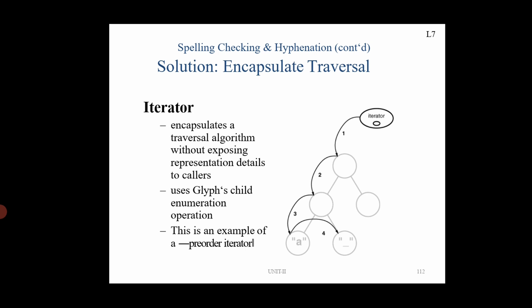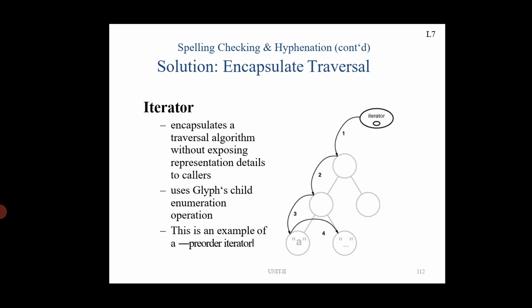Again, we could get into the problem of iteration in depth. The iterator pattern covers many more nuances and trade-offs than we have considered here. So this is an example of a pre-order iterator. Look at this diagram: iterator 1, iterator 2, iterator 3, and A and the punctuation marks.